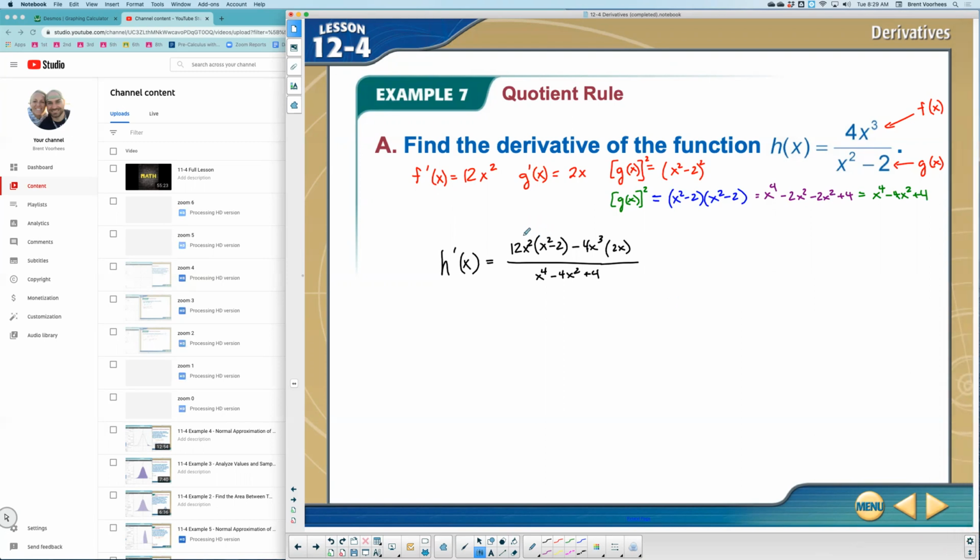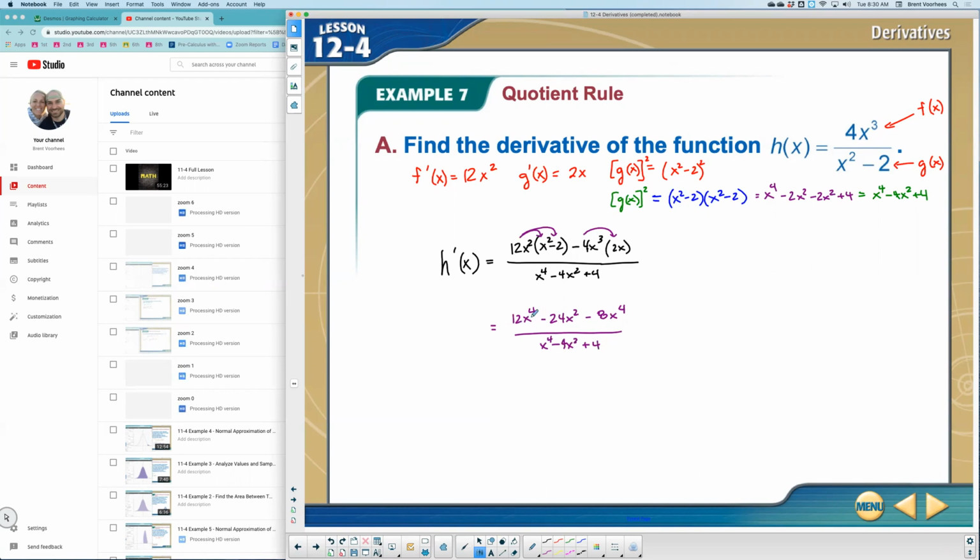Okay, now let's distribute here. We will have 12x squared times x squared is 12x to the fourth minus 24x squared when I distribute the 12x squared times the negative 2. And now I have, this is just going to be one simple multiplication. It'll be negative 8x to the fourth. Again, all of this is over x to the fourth minus 4x squared plus 4.